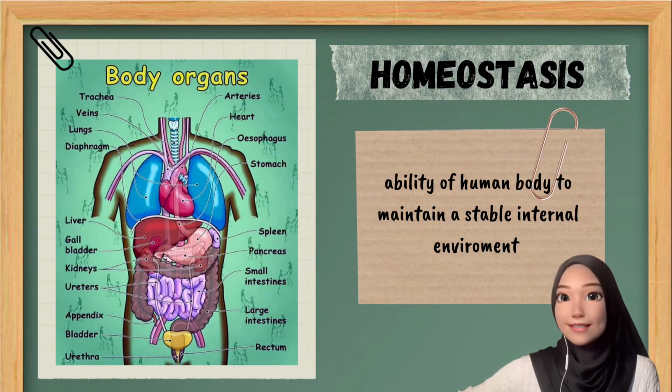What is homeostasis? Homeostasis is the ability of the human body to maintain a stable internal environment. As you can see here are the body organs of humans, and the kidney is the organ that is responsible for the process of homeostasis.